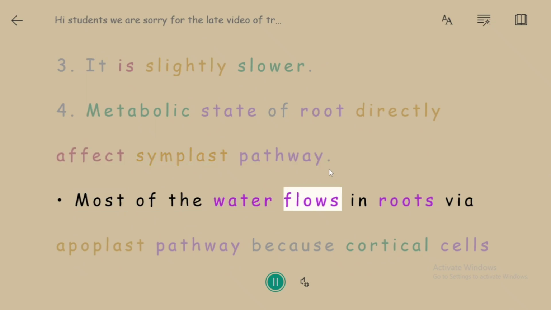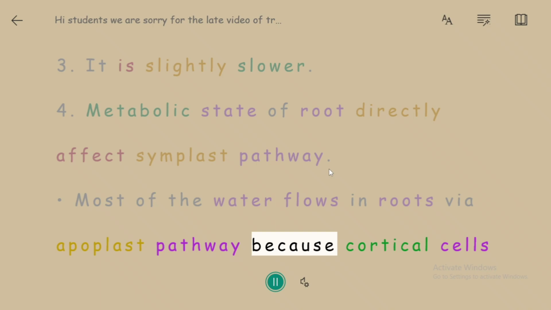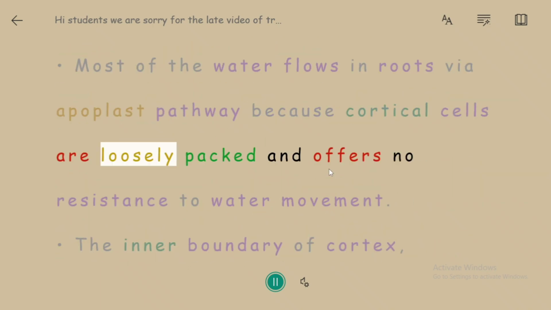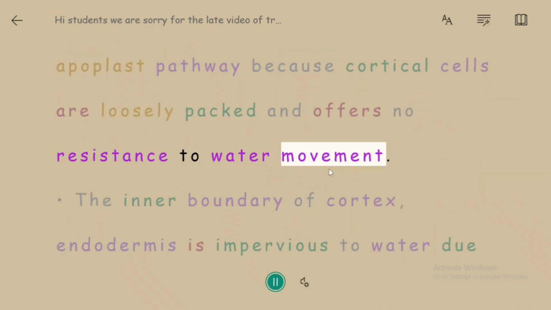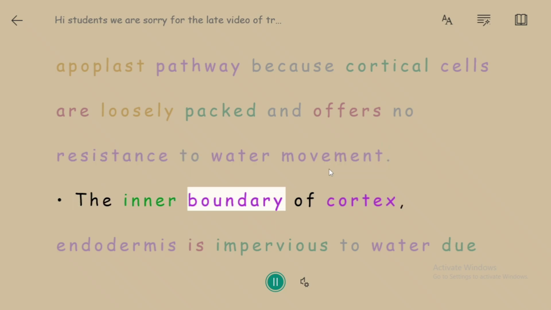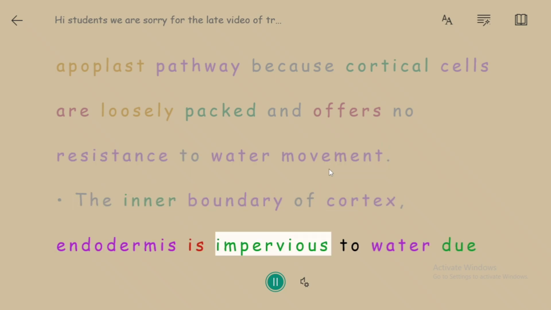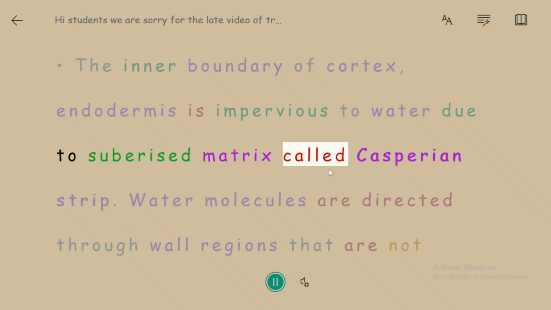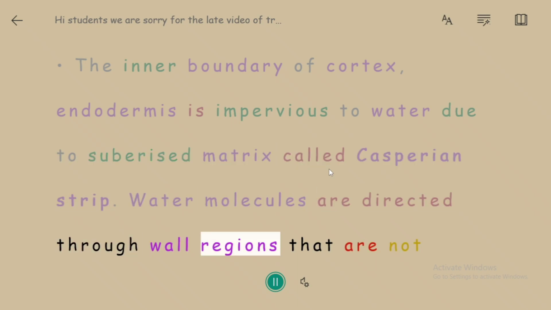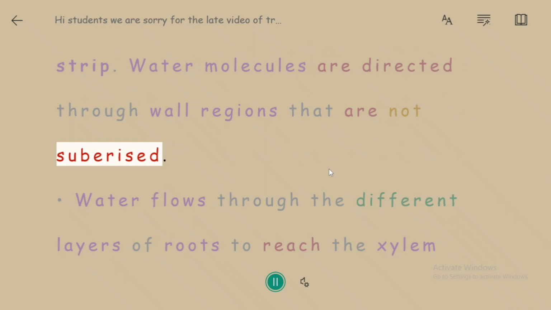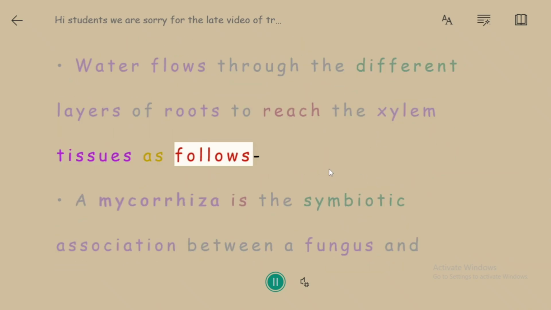Most of the water flows in roots via the apoplast pathway, because cortical cells are loosely packed and offer no resistance to water movement. The inner boundary of the cortex, the endodermis, is impervious to water due to a suberized matrix called the Casparian strip. Water molecules are directed through wall regions that are not suberized. Water flows through the different layers of roots to reach the xylem tissues as follows.